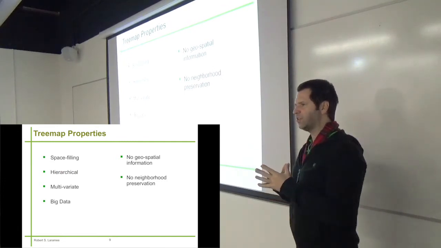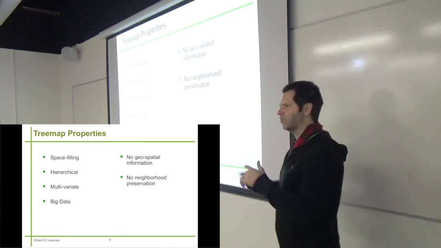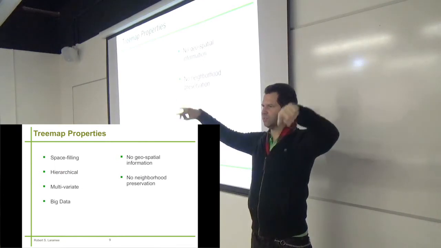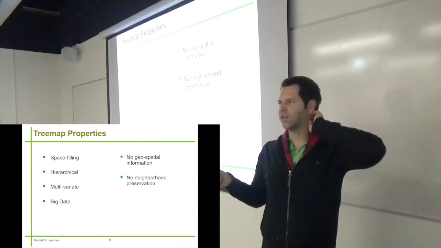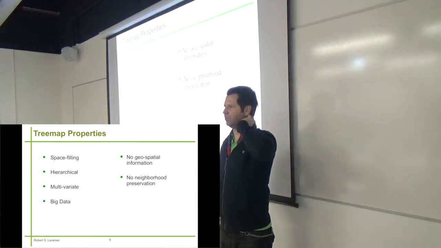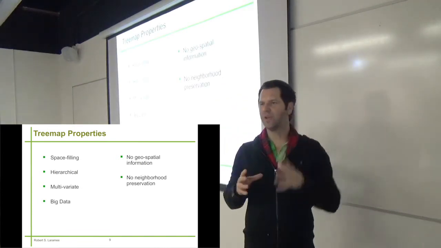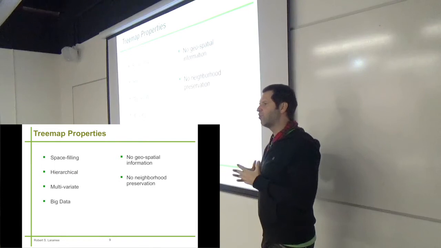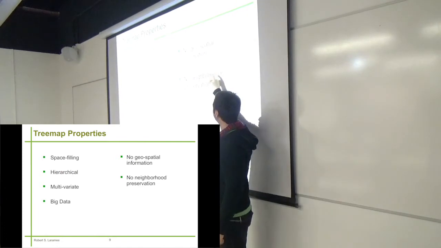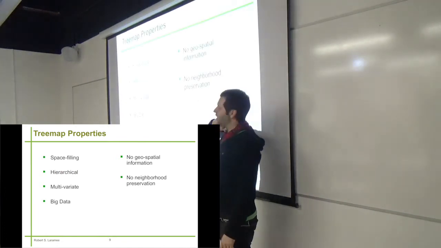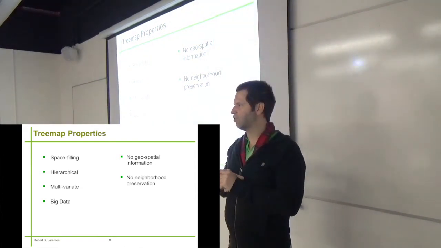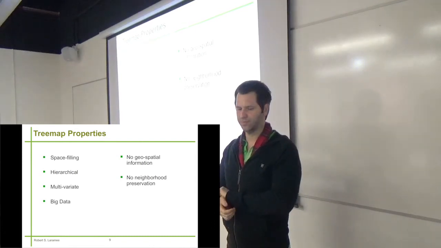The nice properties of tree maps are that they're space filling, so they use the whole screen space and distribute the representation across it. They can represent hierarchical data, which is nice. They can also represent more than one variable, multivariate data. And they apply to massive, arbitrarily large hierarchies. Just some things to note: they generally don't include geospatial information or neighborhood preservation, so you cannot guarantee which nodes are going to be next to one another.